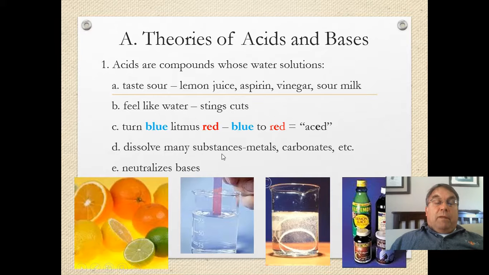Now, a cool property of acids is that they dissolve many things like metals and carbonates and other minerals. So we've dissolved, this is a magnesium strip in acid, and we've done that a number of times in this class. And then a key property of acids is that they neutralize bases and vice versa.